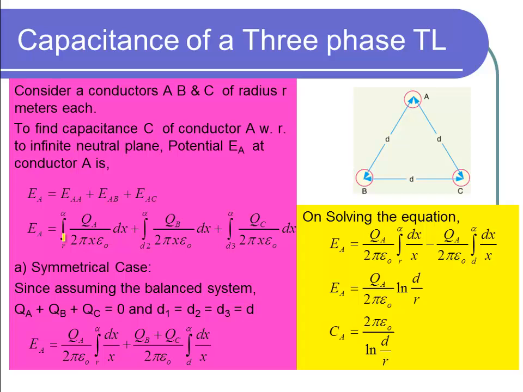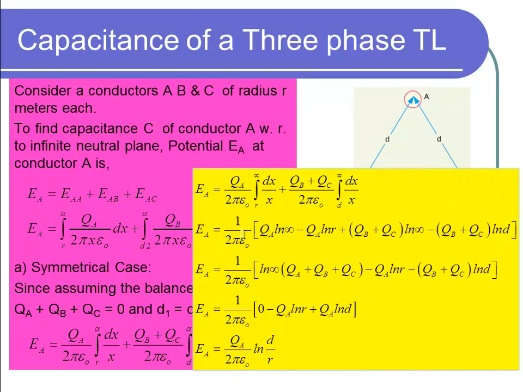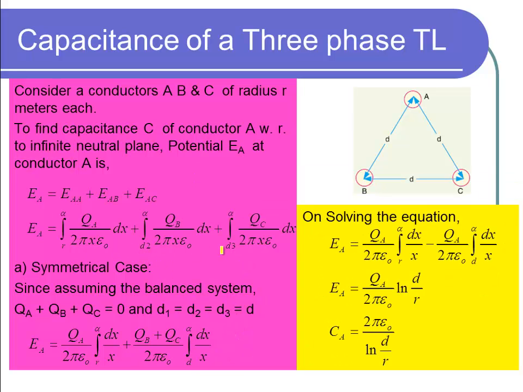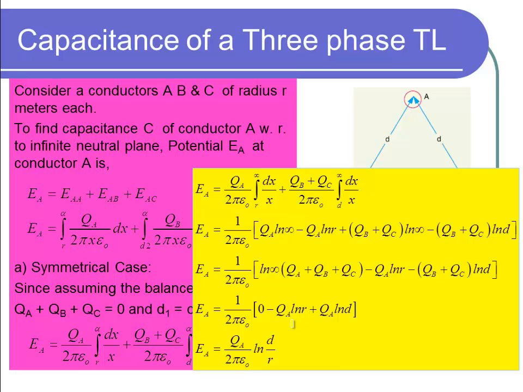If we solve this equation, finally we are getting EA equal to QA by 2 pi epsilon naught ln d by r. How are we getting this d? On substituting the values of d1, d2, d3, both are the same distance. Instead of d1, d2, d3 we can simply say d here and also here d. If we solve, then we will get the equation in terms of ln d by r.